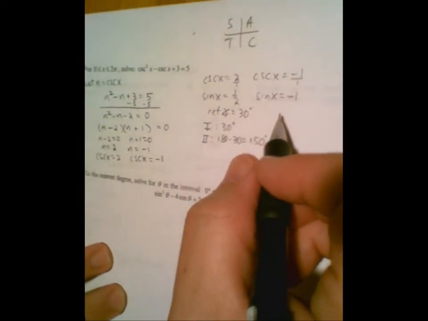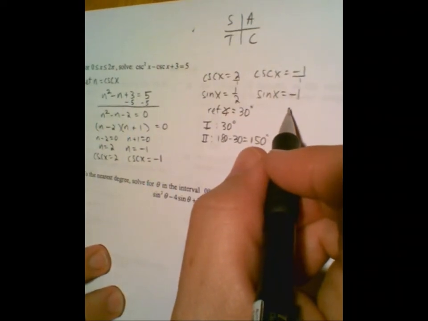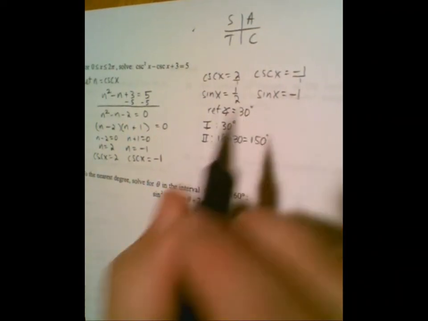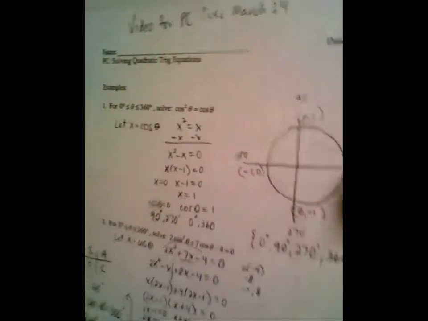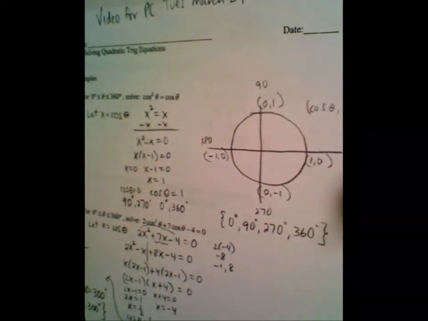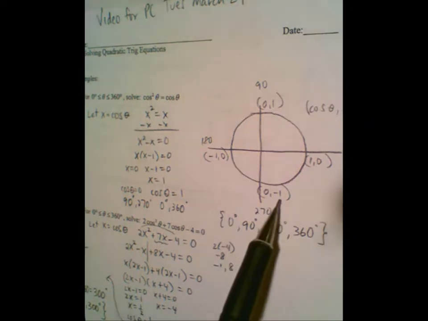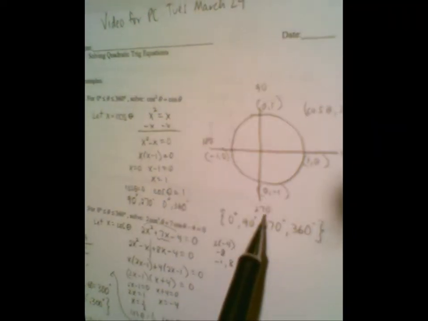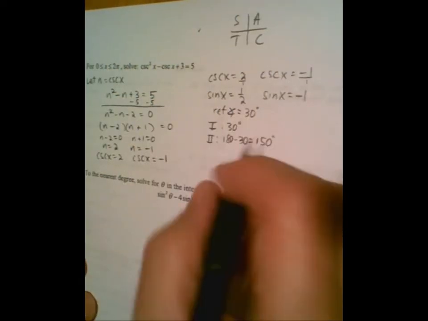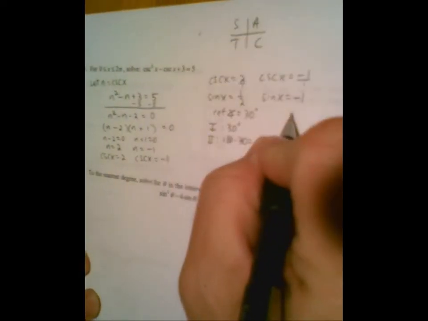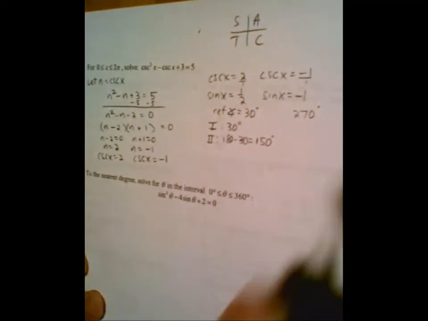And where is sine equal to negative 1? That goes back to our unit circle that we had before. Sine is negative 1 over here at 270. So this one is just going to be 270 degrees.